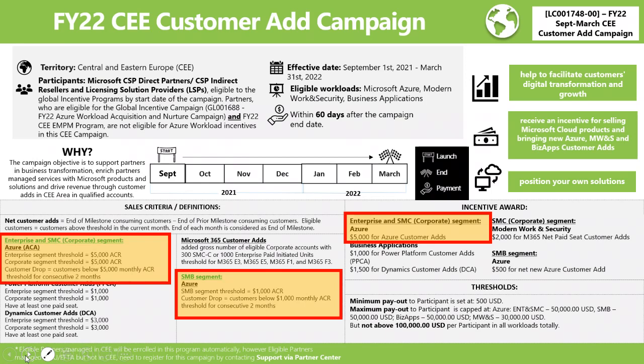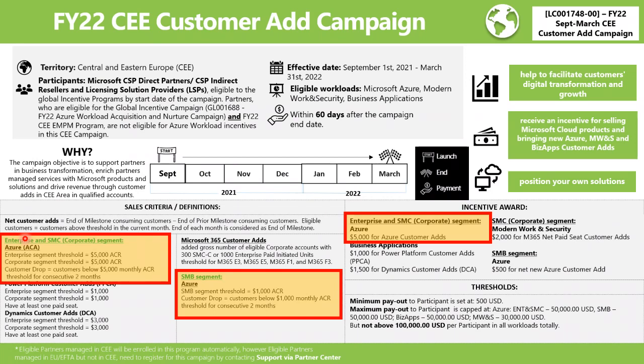Please note that if you participate in the global acquisition and nurture campaigns that I mentioned before, and the FY22 EMPM program, it is "and", not "or". So you are not eligible for the Azure workload in this campaign, but you are eligible for BizApps and modern work and security.